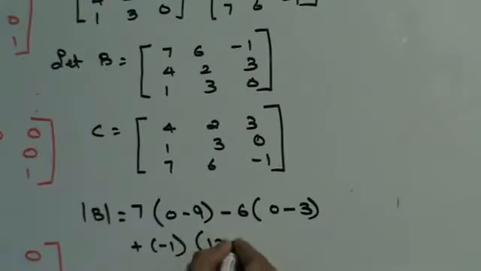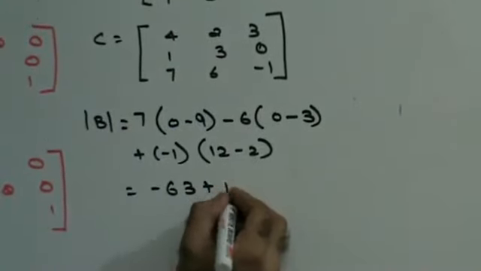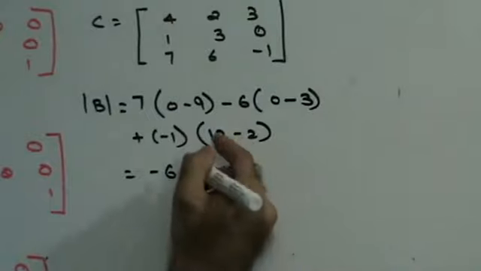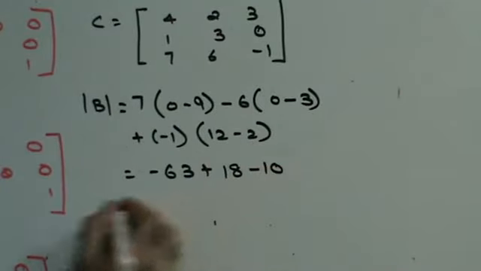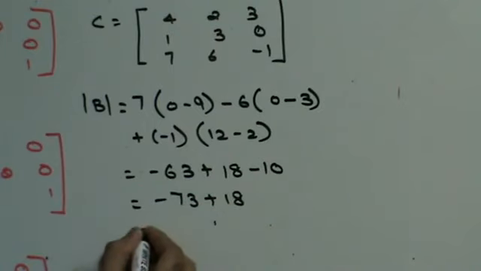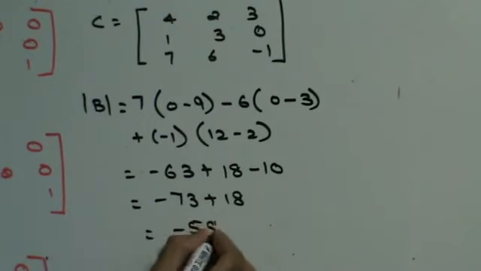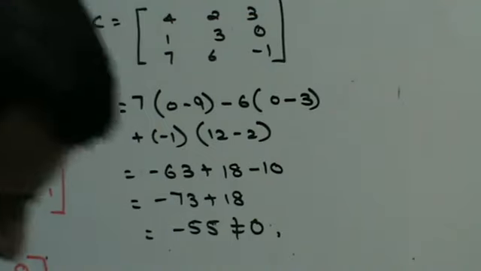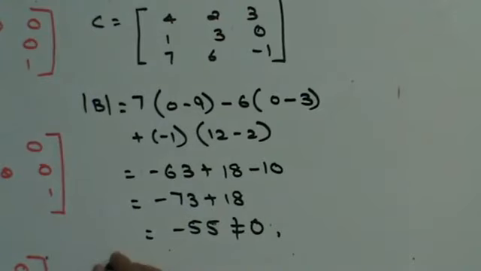So 4 3s are 12 minus 2. So this is 7 9s are 63 plus 6 3s are 18. This is 10 minus 10. That's minus 63 plus 18, minus 45... the determinant is minus 55, which is not equal to 0. So the first thing that you have to find out is that the determinant of B is not equal to 0. Why did I do that? Because I can use this equation that I into B should give you B.